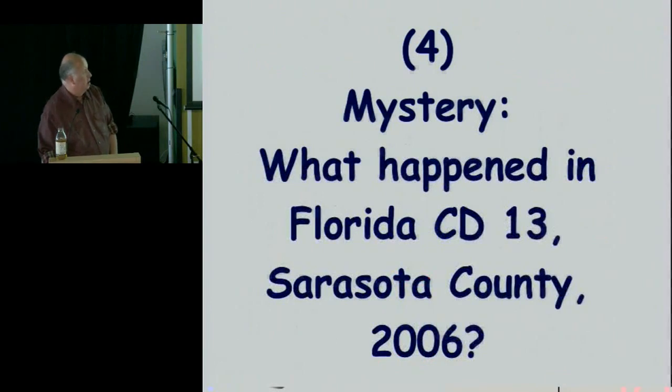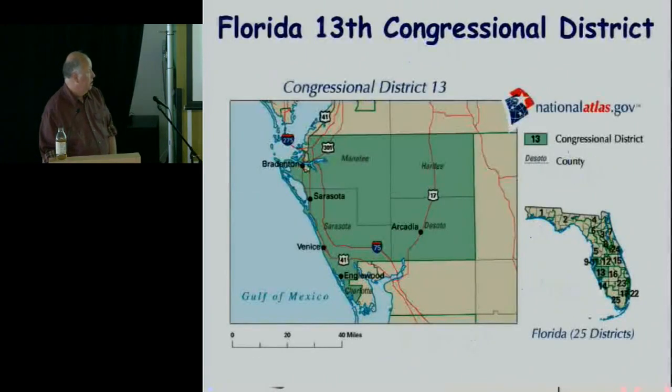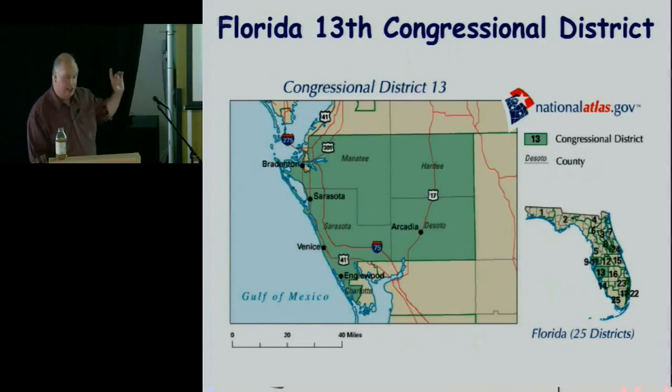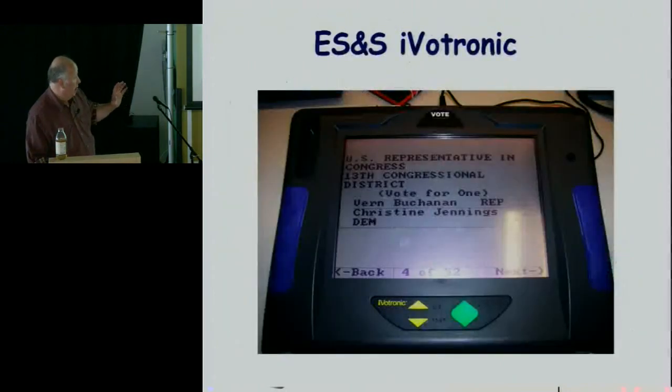Florida, Congressional District 13, Sarasota County, 2006. Very important mystery. This particular congressional district crosses five counties in Florida, but only one of the counties was affected by this problem, Sarasota County. Sarasota County is a relatively Democratic county. The other four counties are relatively Republican counties. That made a difference in this case. This is a picture of the ES&S iVotronic machine that was in use in Sarasota County that election.